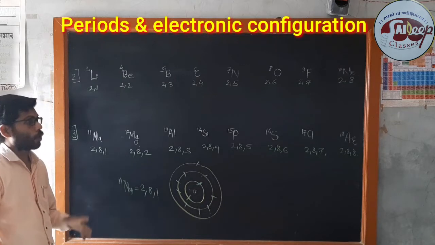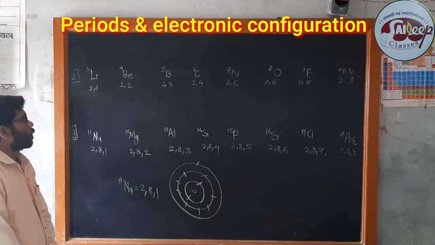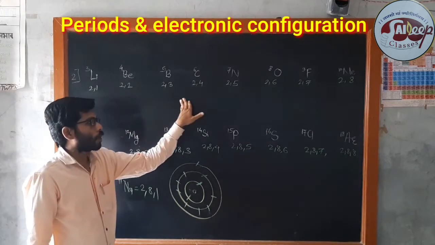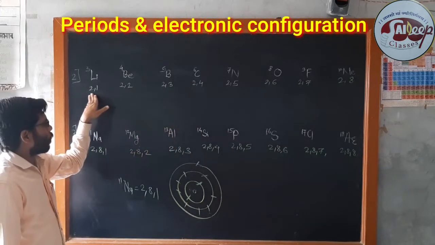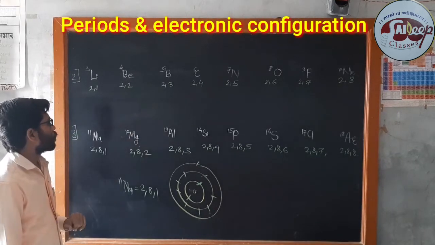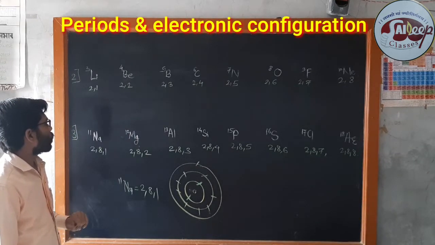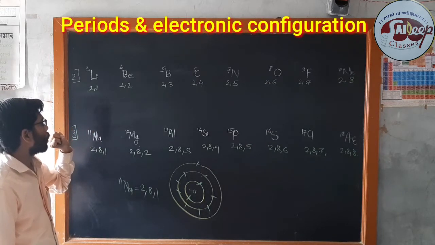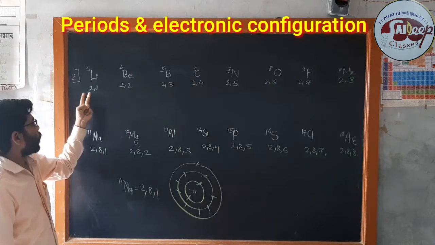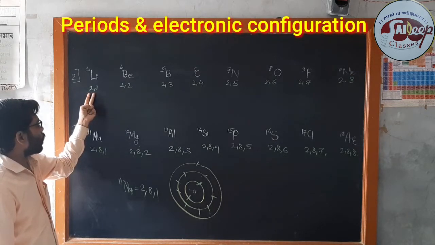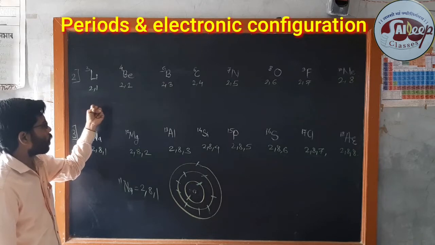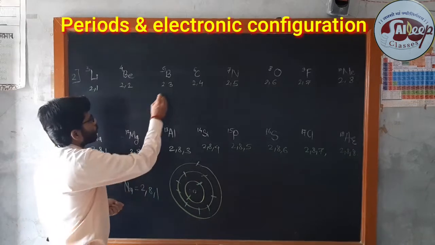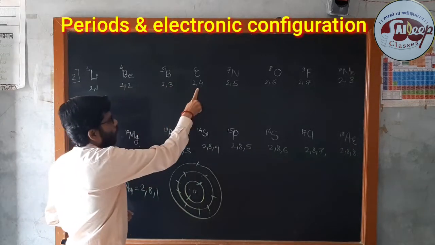Listen carefully. See on the blackboard, students. Now, when we observe the electronic configuration of all the elements in the second period, first we observe the conclusion. In the configuration of lithium there are two cells. Here also two cells. Here also two cells.